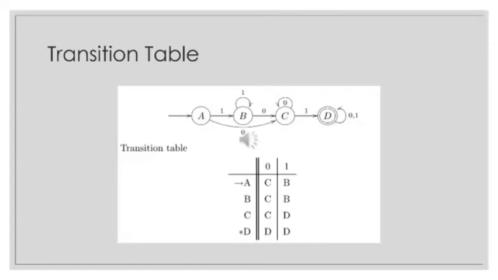Now consider this diagram. From state A, when you get input 1, it moves to B. Similarly, from state A, when you get input 0, it moves to C. So fill the table accordingly. From A, on input 0, we move to C. From A, on input 1, we move to B. Similarly, from B, on input 0, we move to C. From B, on input 1, we move to B. From C, on 0, we move to C.